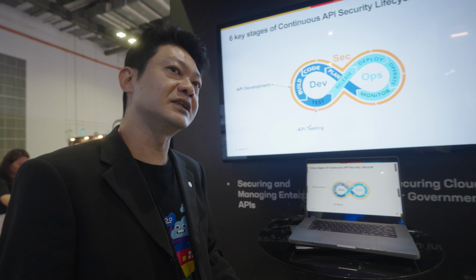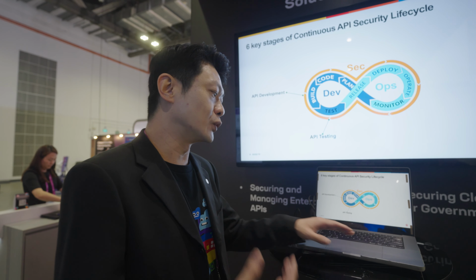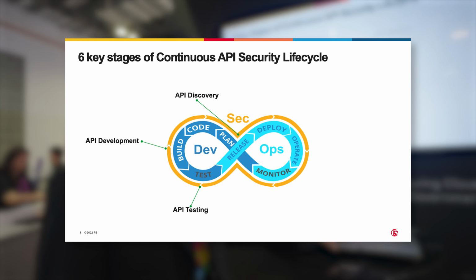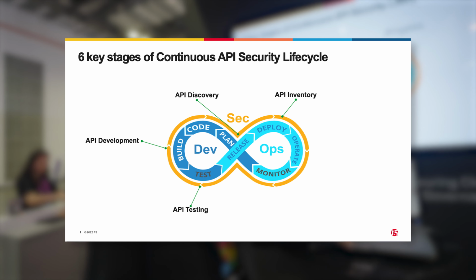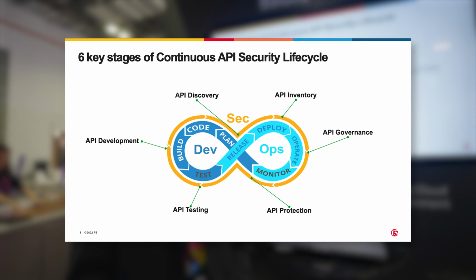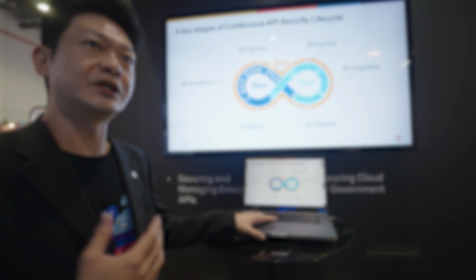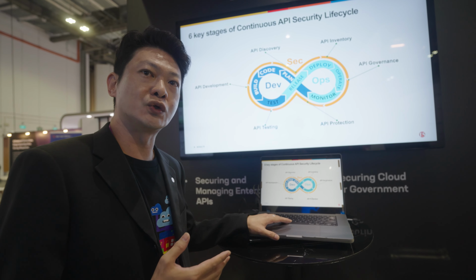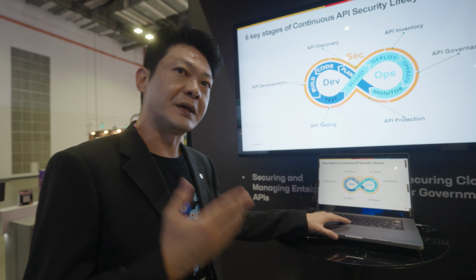And the next portion is how we actually put the API into production and ensure that it can be consumed safely. With that, we look into API discovery, the 3rd stage, and API inventory, API governance, and API protection. Now, each of these stages has key functionalities that we need to look into and processes that we have to have in place.